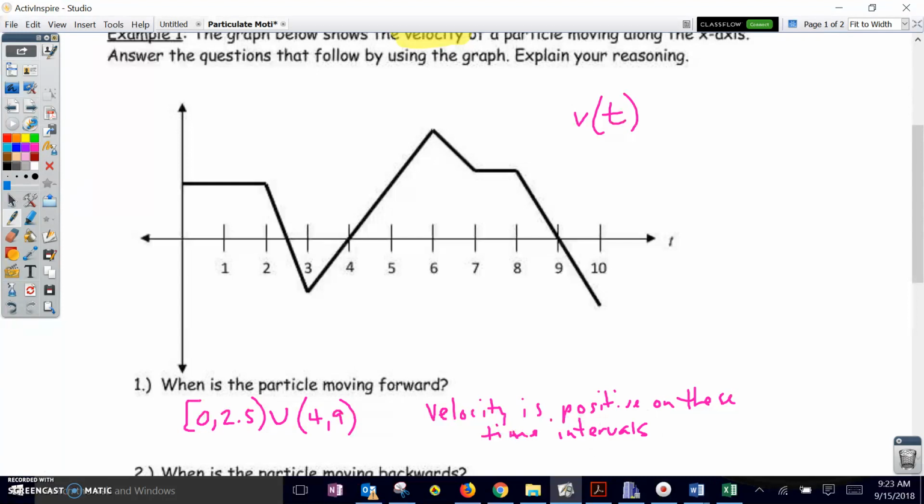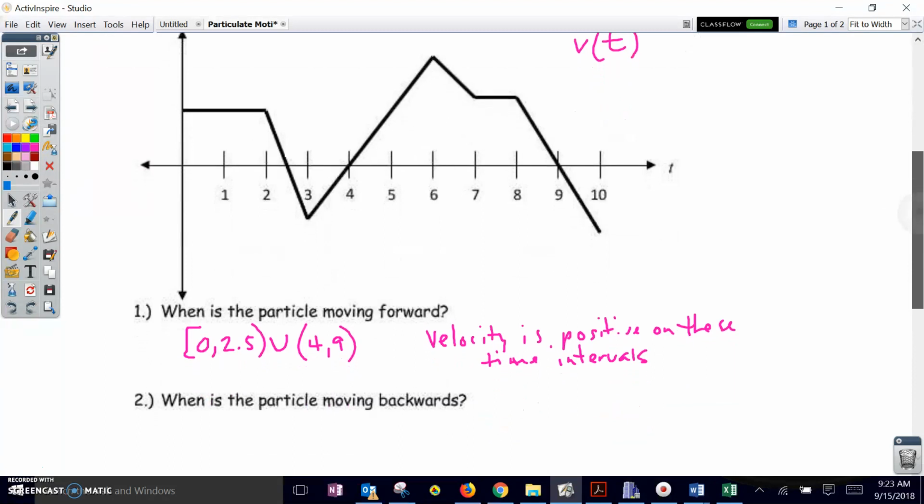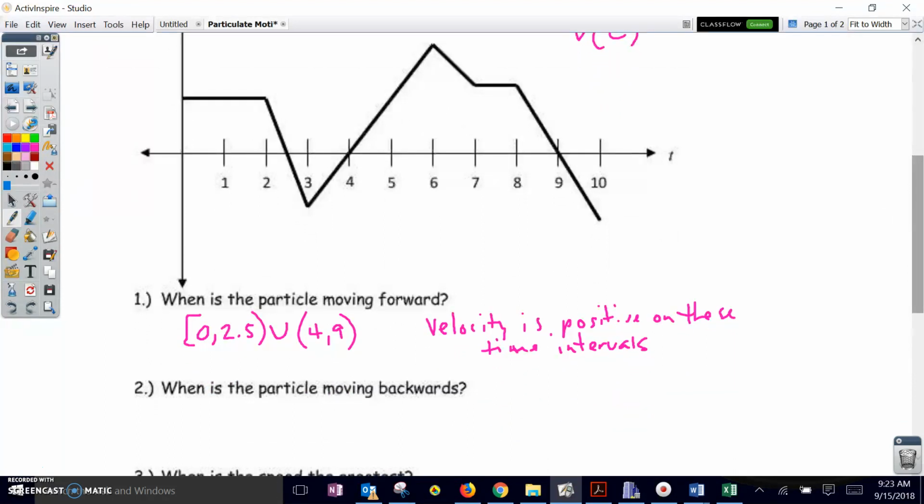Alright, next I look at question number 2. When is the particle moving backwards? Well, that's the exact opposite situation. We're looking at where the velocity is negative. So we identify and look for all the places where the velocity graph is below the horizontal axis. And that happens from 2.5 to 4, and from 9 to 10. And my reasoning, velocity is negative.